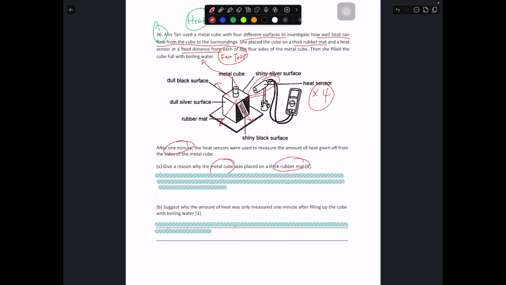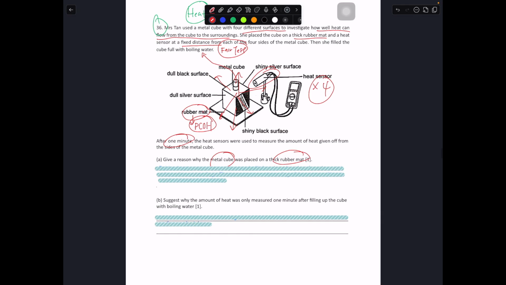So the idea is that the heat will not only be lost from the 4 different sides, it will also be lost from the top and bottom. The top is hard to control because this is where you put in the boiling water, but the bottom you can kind of control. You can put a rubber mat. Why do you want to put a rubber mat? Because the rubber mat is a poor conductor of heat, PCOH. So it will slow down heat loss from the metal cube, or from the boiling water in the metal cube, to the surroundings.